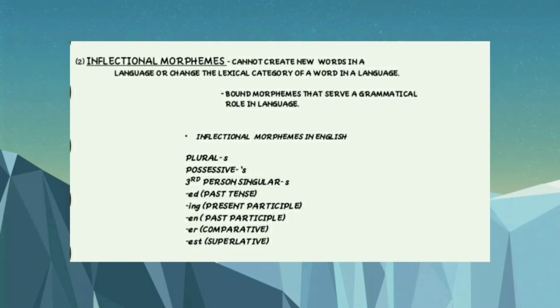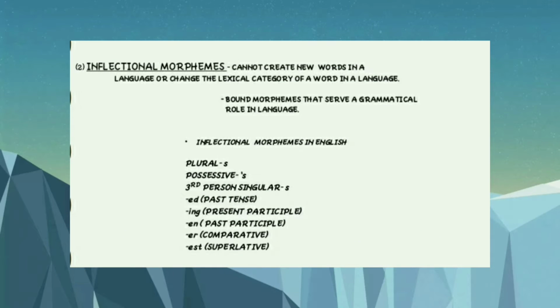Inflectional morphemes are morphemes that cannot create new words in a language or change the lexical category of a word in a language. So they are bound morphemes that serve a grammatical role in language. Inflectional morphemes in English are the plural s, possessive s, third person singular s, ed, ing, the present participle, and past participle, er, comparative, est, superlative.